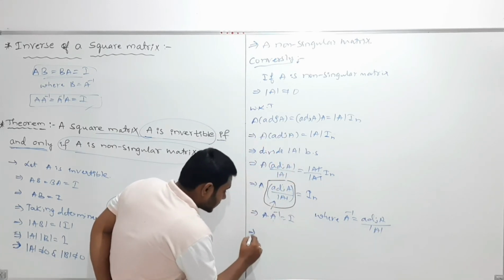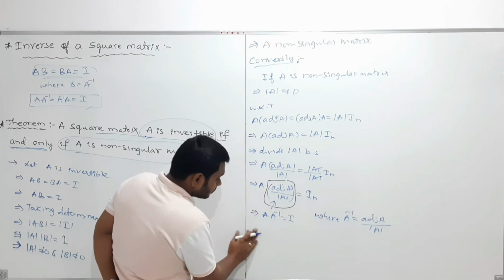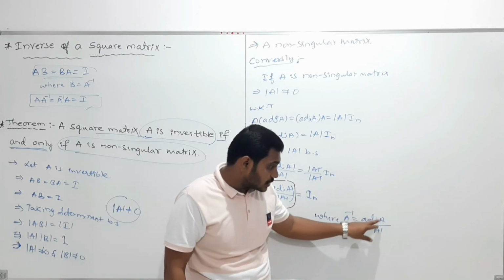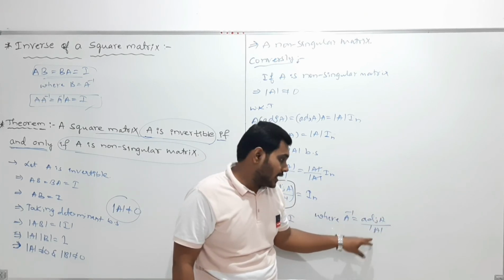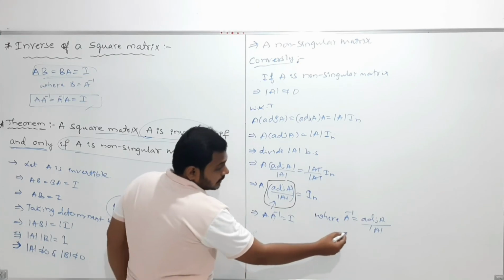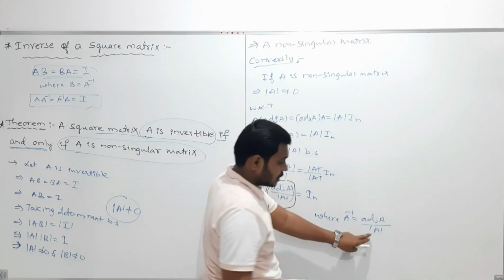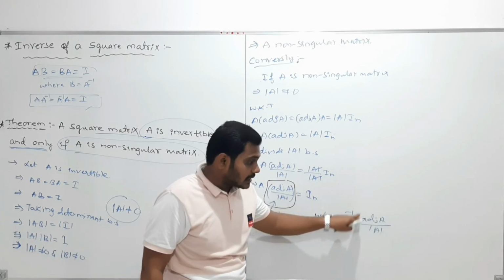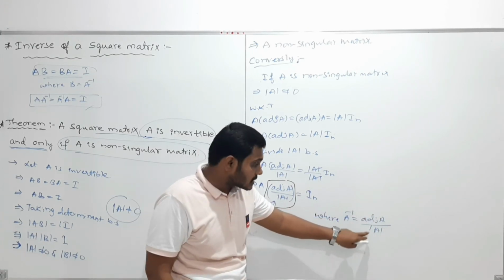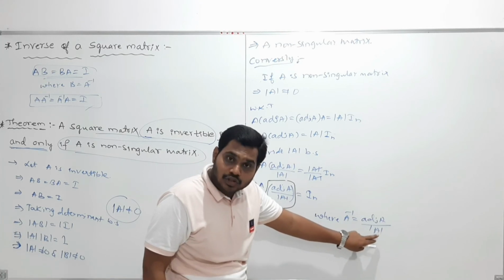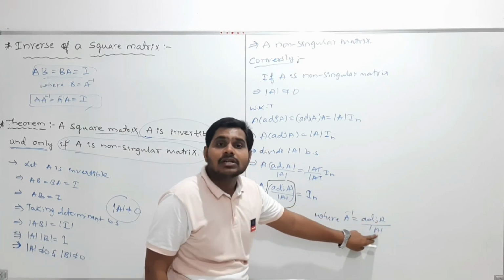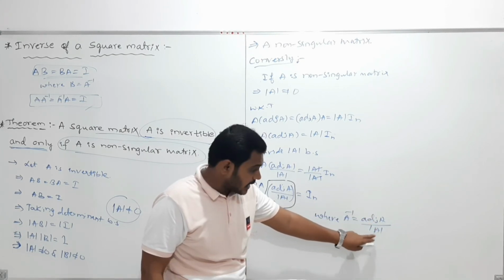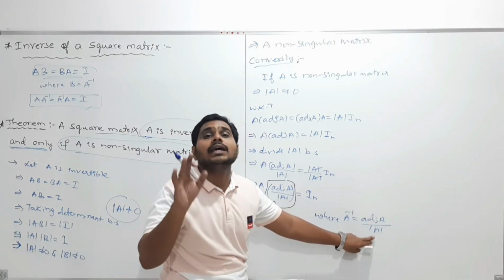So therefore, A inverse is equal to adjoint of A divided by determinant of A. This implies that determinant of A should not be equal to 0, because if determinant of A is equal to 0, my dear students, A inverse does not exist, since anything divided by 0 is not possible. For that reason, the determinant of A should never be equal to 0.